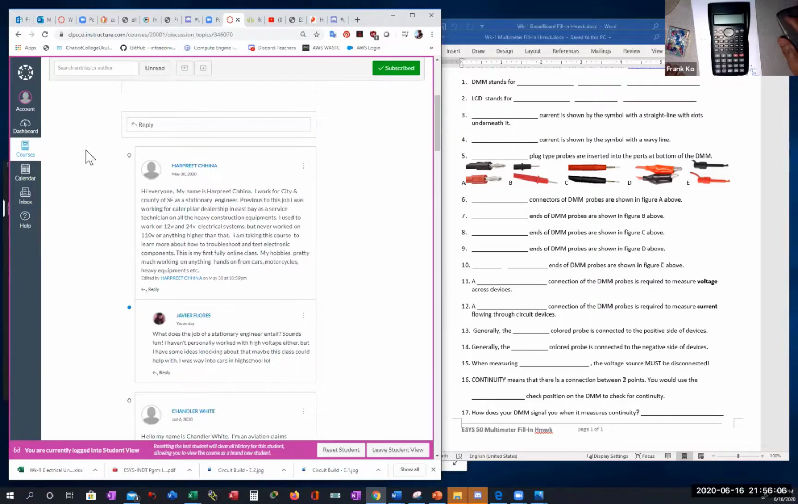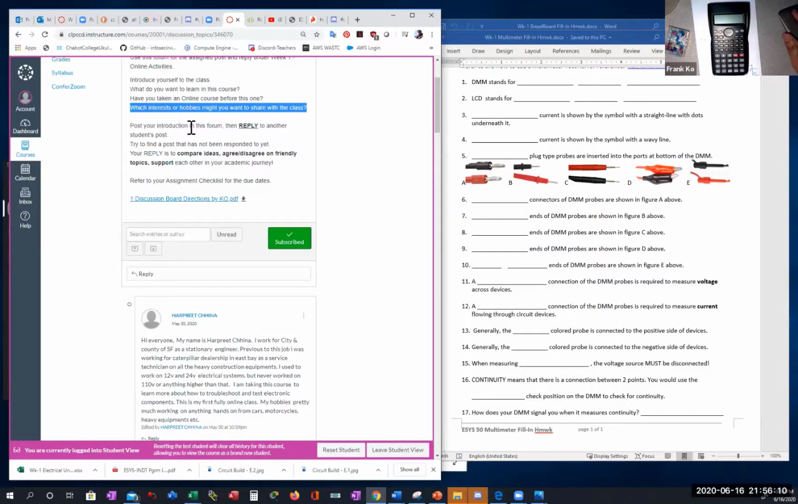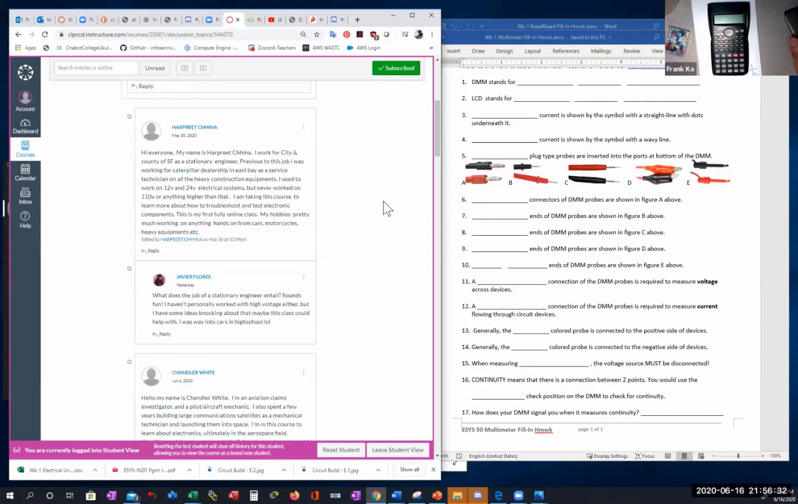So you have to do a post. After you do the post, what you need to do right here is reply to at least one other student. Find a previous post that has not been responded to yet, if you can. Then compare ideas, agree, disagree in a friendly way, support each other, especially about your hobbies. And then you hit the submit button.